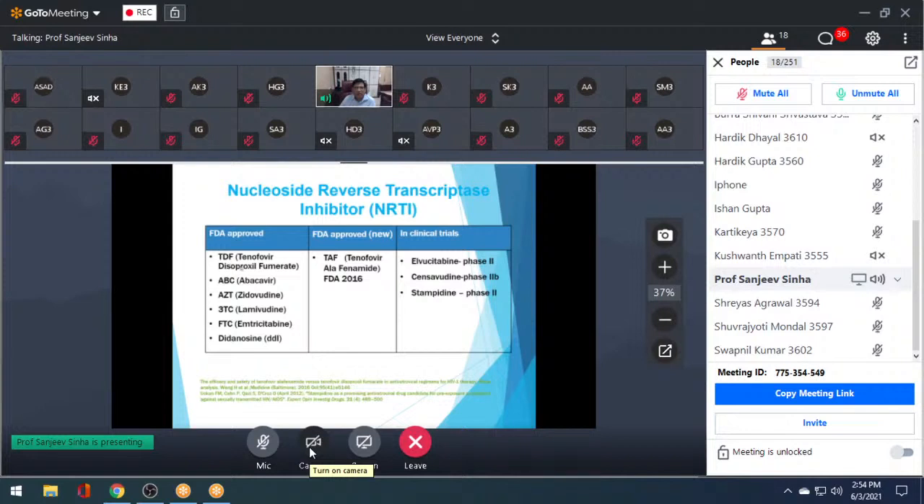As we know that TDF has some kind of renal toxicity, people are using this more in persons who have any underlying renal toxicity. And then we have other drugs which are in clinical trials. So these drugs are also going to be available in the future.